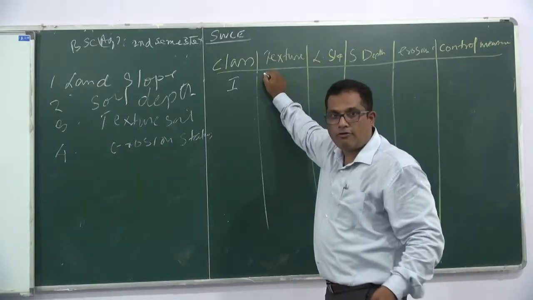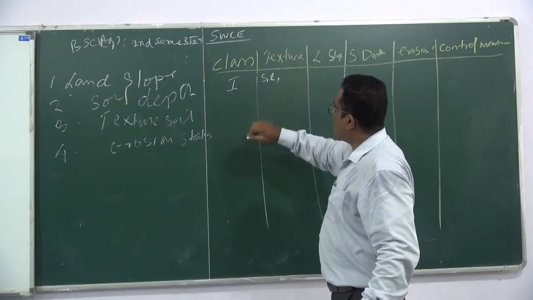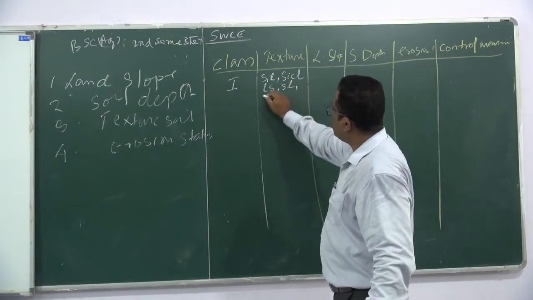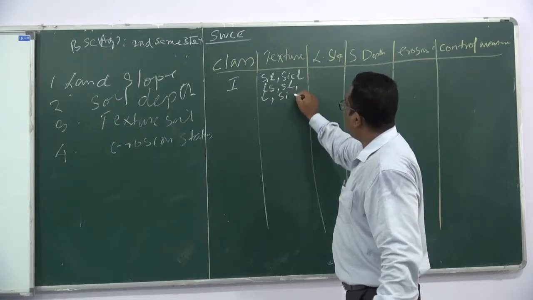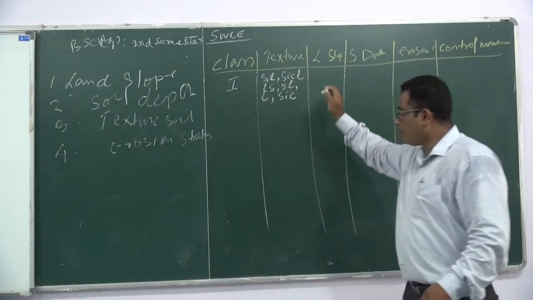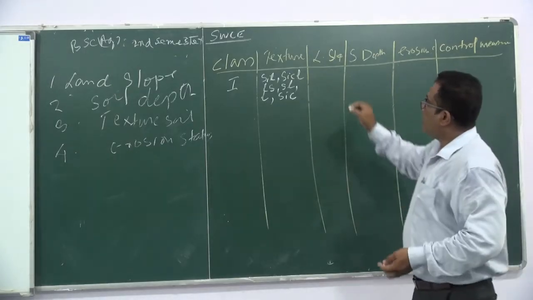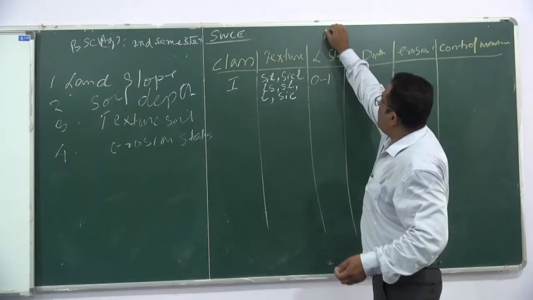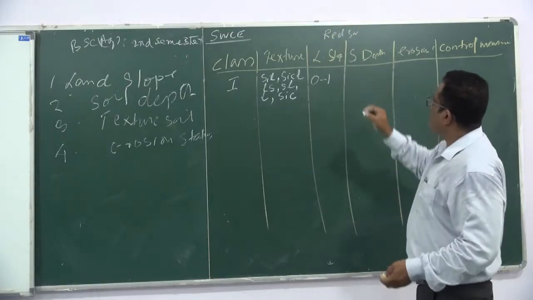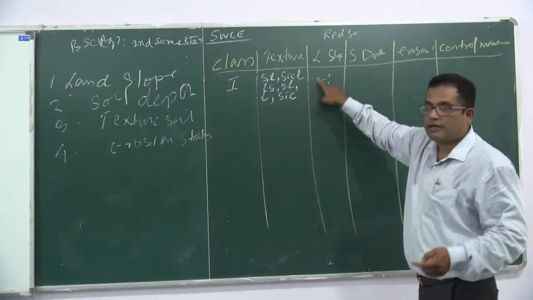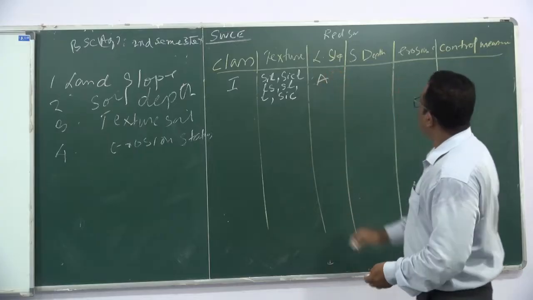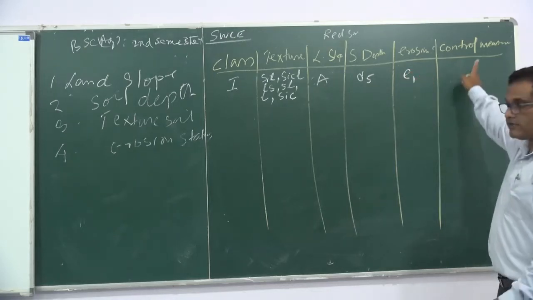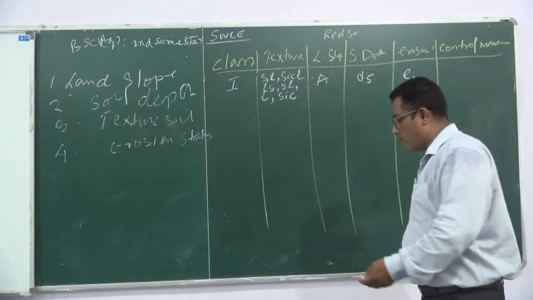For class 1 we can have soil texture as silt loam, silty clay loam, loamy sand, sandy loam, simply loam, or silty clay. This type of soil texture you can have. Land slope would necessarily be 0 to 1% for red soil. Soil depth D5. Erosion status E1. This last column we will fill once we complete all of this.